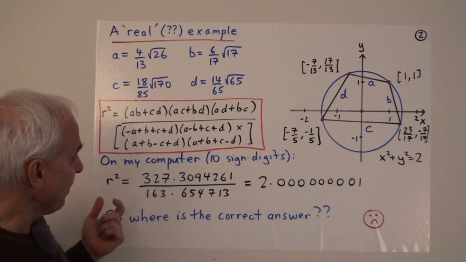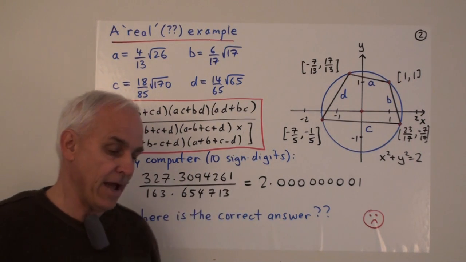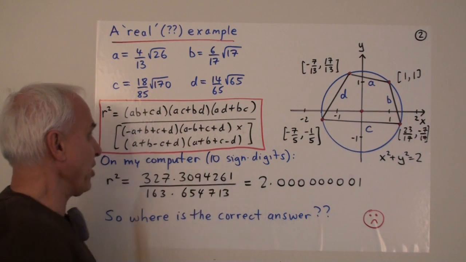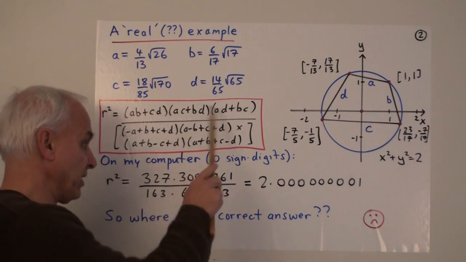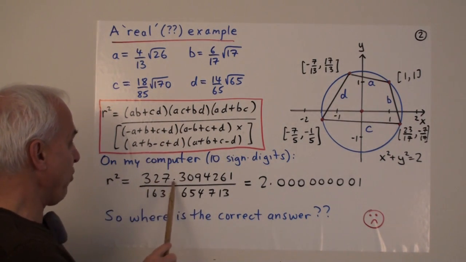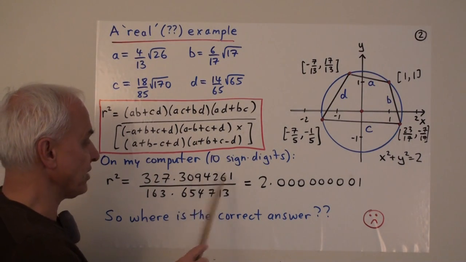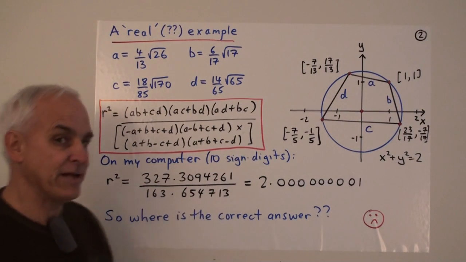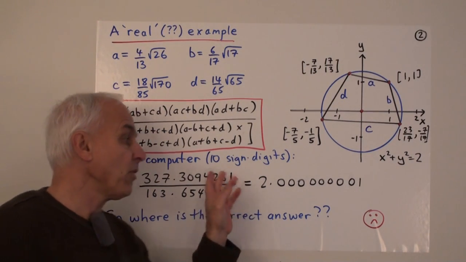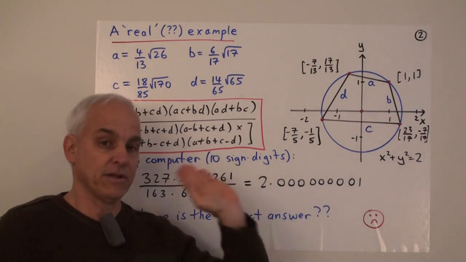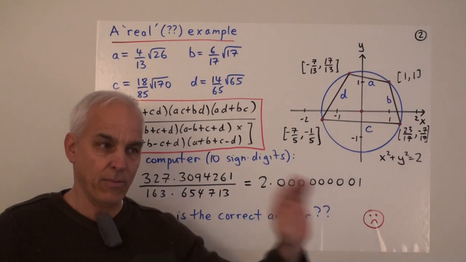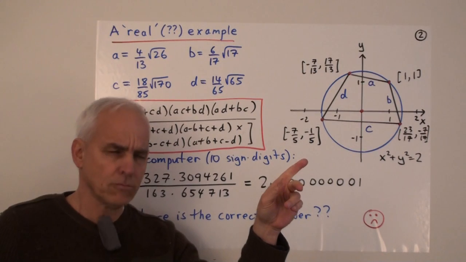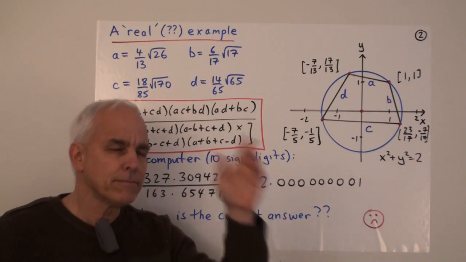Well, on my computer, if I set the accuracy to 10 significant digits, and I ask my computer what the numerator is here after having done that computation, I get 327.3094261. Of course, we all know that's not really the correct answer, is it? There's an infinite number of digits that we have truncated conveniently. But they're there, aren't they? Oh yes, they're there.